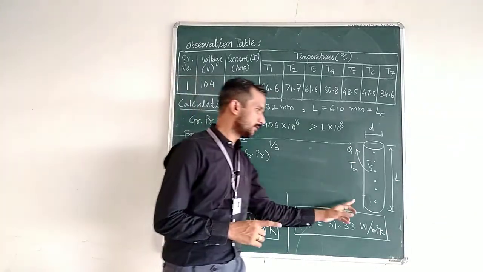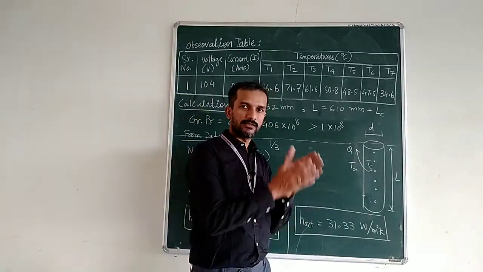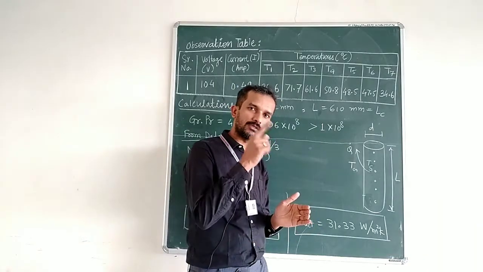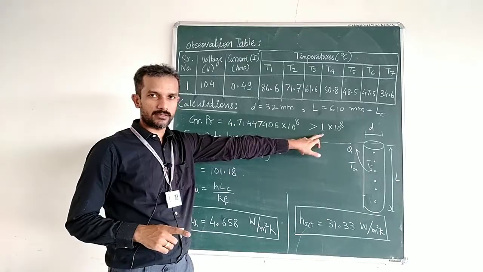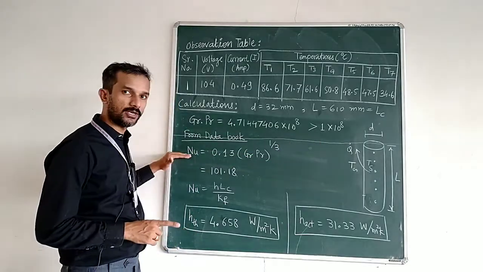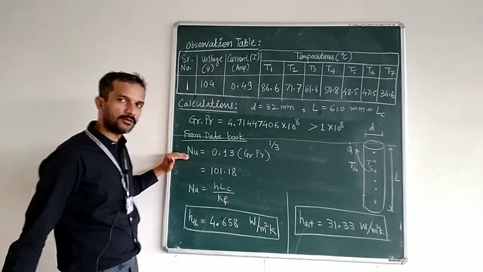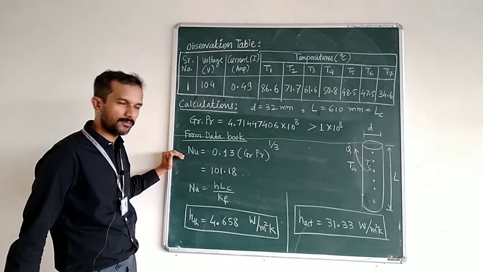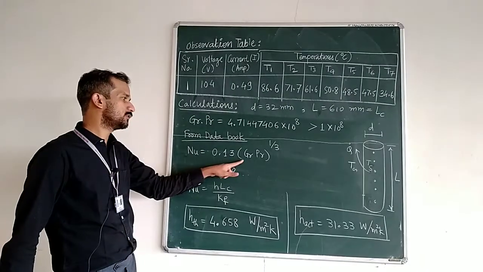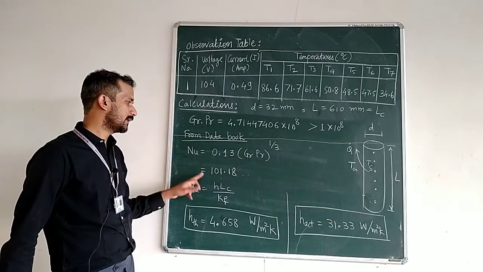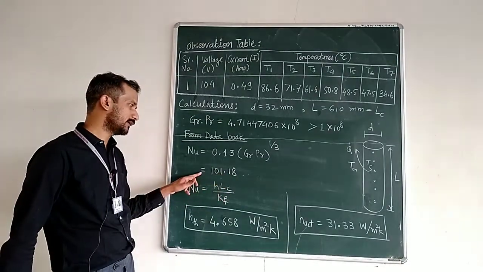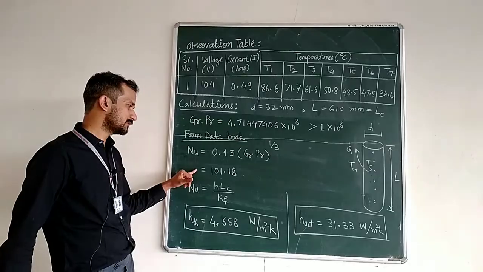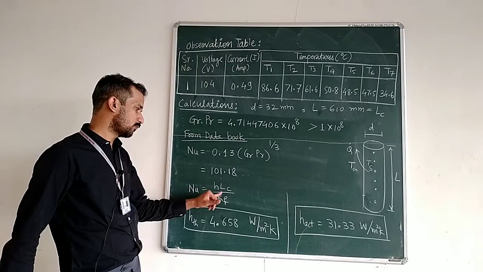What is the case? The flow is parallel to the cylinder. There is a cylinder and the flow is parallel to the cylinder. For this case, for this value of GrPr product, we get this correlation. We can get this from the heat transfer data book, and if you put this value of GrPr here, you will get the Nusselt number as 101.0818.